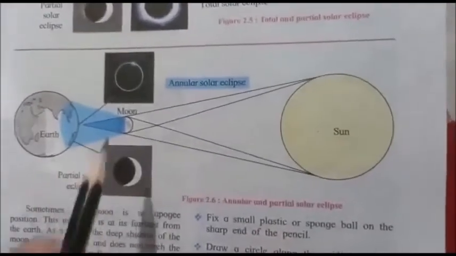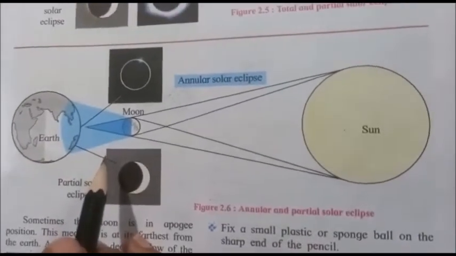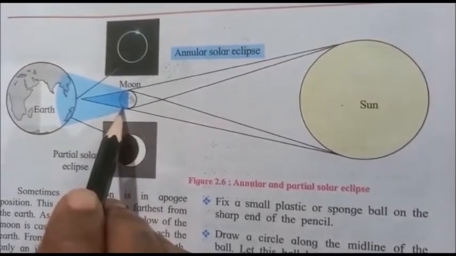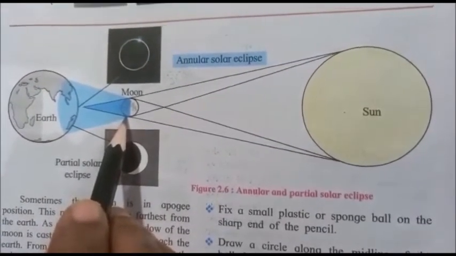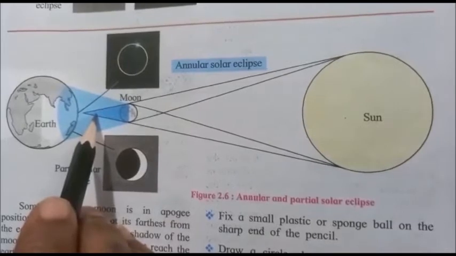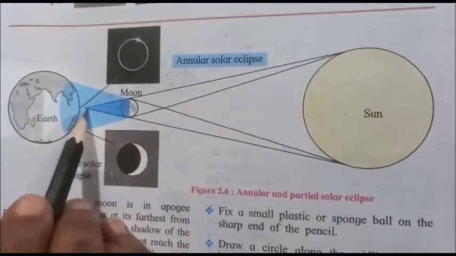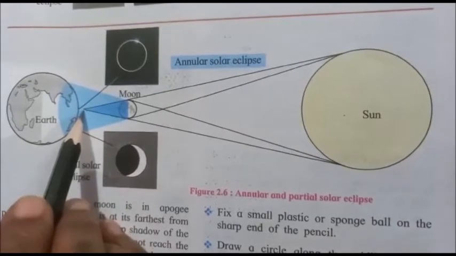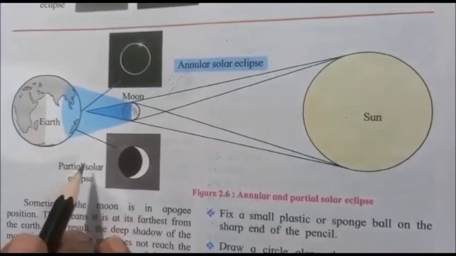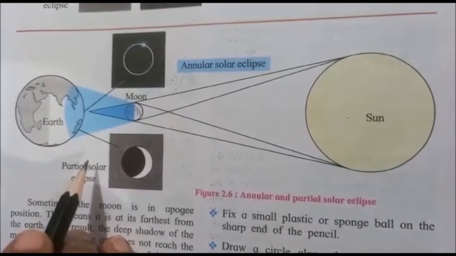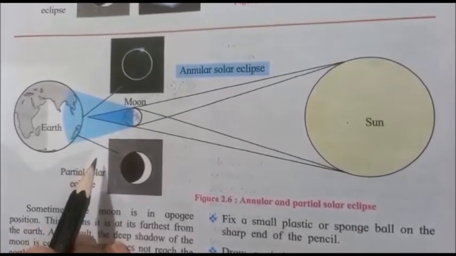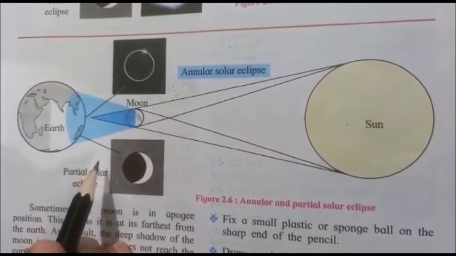Sometimes the moon is in the apogee position, which means the moon is farthest from the earth. So at that time what happens? As a result, the deep shadow of the moon does not reach the earth. You can see in the image that the dark shadow of the moon hasn't reached the earth. So, from a very small region of the earth, only an illuminated edge of the sun disk is seen in the form of a ring. This is called annular eclipse.